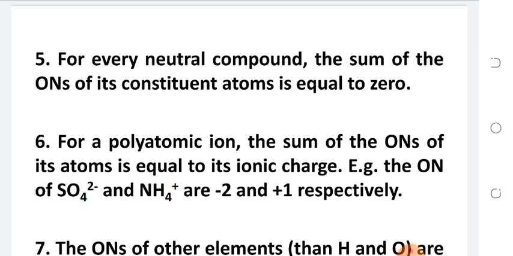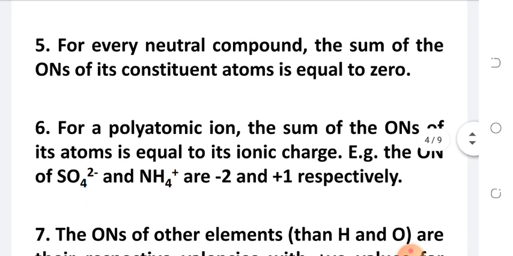Number 6, a polyatomic ion is an ion that has more than one atom in it. So the sum of all the oxidation numbers of the atoms that make up the ion is equal to the ionic charge, the charge on that ion. For example, we have SO4 2-, that is tetraoxosulfate 6 ion. The sum of all the oxidation numbers of the atoms that are present there is equal to -2. We also have NH4+, that is ammonium ion. The sum of all the oxidation numbers of all the atoms that are present there is equal to +1.